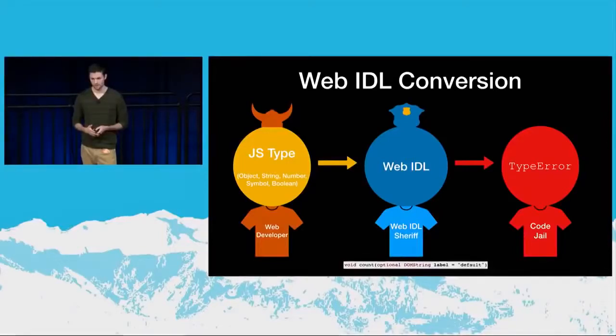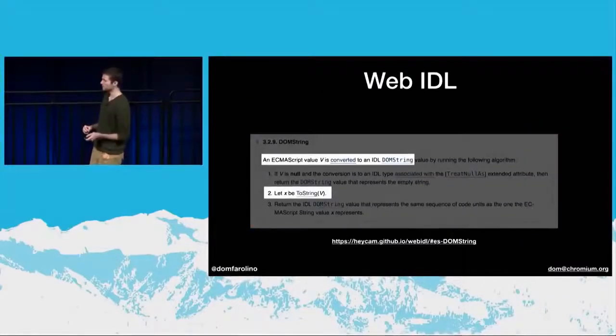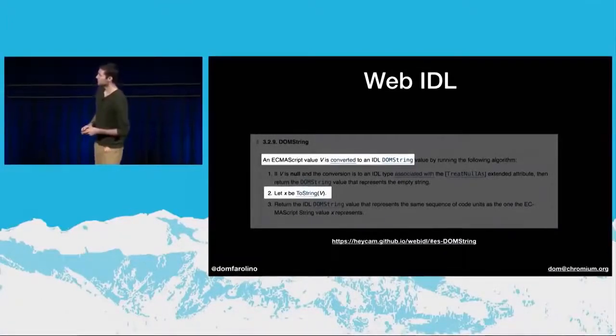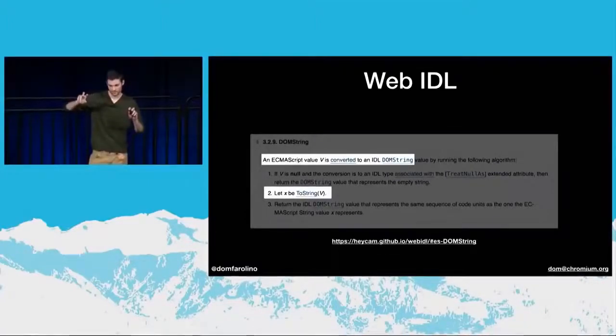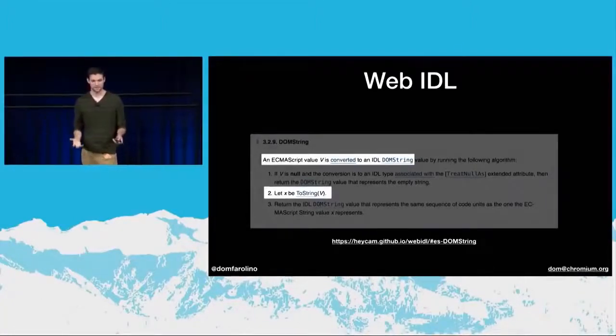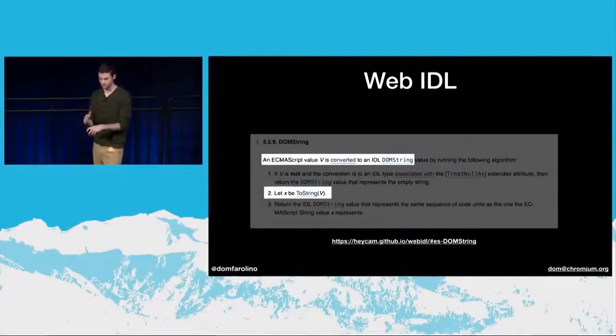And just like the real sheriffs have a rule book, the WebIDL sheriff has a rule book in the form of the WebIDL standard. And it basically defines a lot of the stuff that it's supposed to be enforcing. So we saw an example of conversion. Here's a snippet from the WebIDL standard that is responsible for converting an ECMAScript value to what is called a DOM string, something that WebIDL has defined. Basically, the meat of this algorithm is just to delegate to step 2 and call this toString thing. This is an abstract operation defined in the ECMAScript standard. So we're just passing through right to the ECMAScript spec.